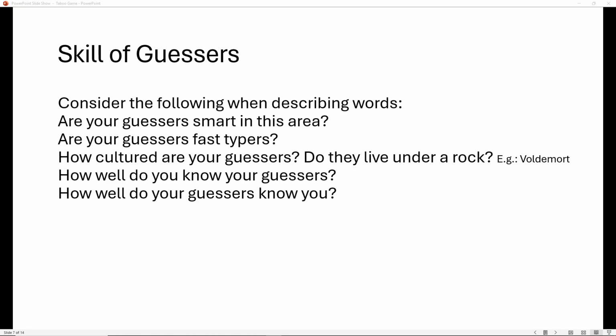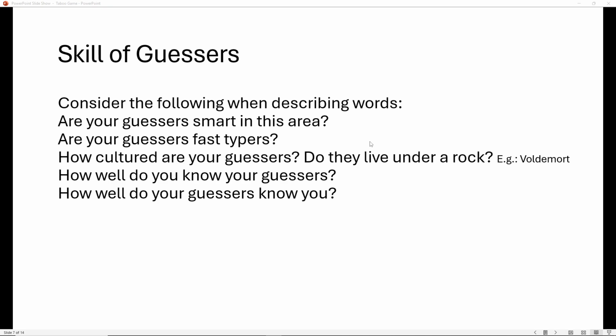All right. Now let's start considering more of the describer strategy. When you're a describer, consider the following when describing words. You also have to consider the guessers, of course. Are your guessers smart in this area? I mean, are they smart with English and being able to do this stuff, with the imagination and creativity and considering stuff, that kind of stuff. It's hard to explain. Are your guessers fast typers?